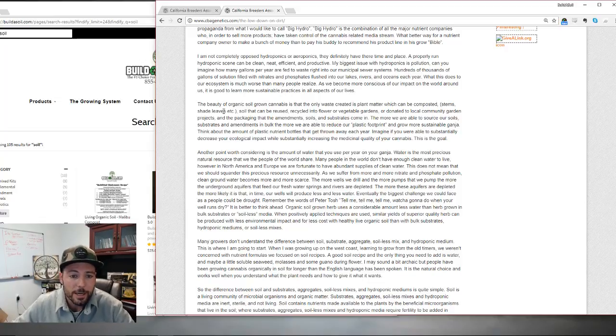The beauty, here I'm starting to read again. The beauty of organic soil grown cannabis is that the only waste created is plant matter, which can be composted. Stems, shade leaves, etc. Soil that can be reused, recycled into flower or vegetable gardens, or donated to local community garden projects. And the packaging that the amendments, soils, and substrates came in. The more we are able to source our soils, substrates, and amendments in bulk, the more we are able to reduce our plastic footprint and grow more sustainable ganja.